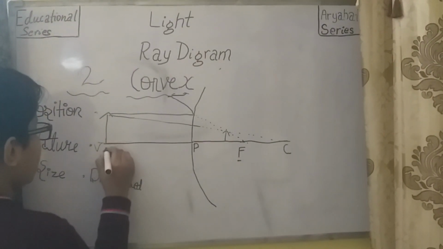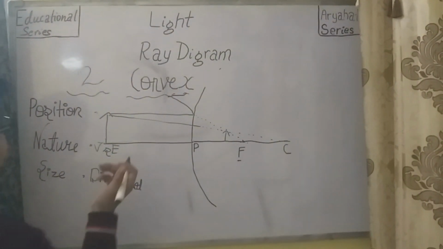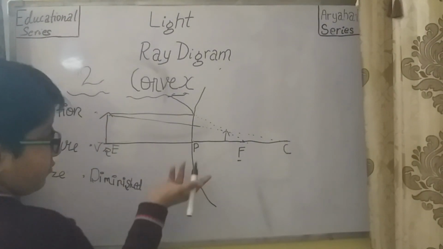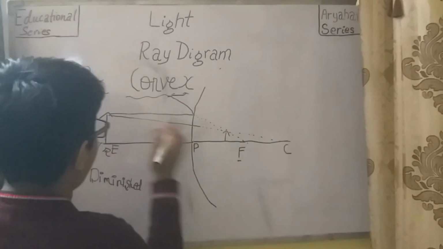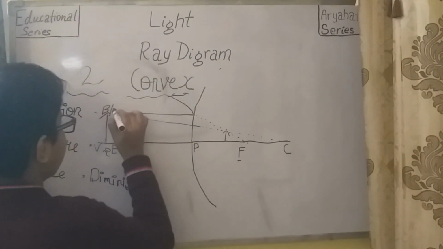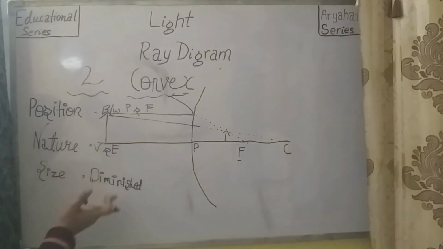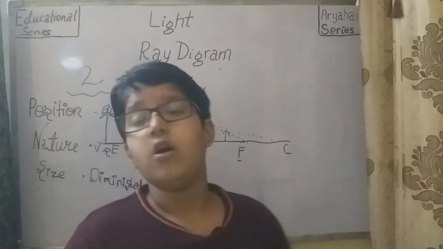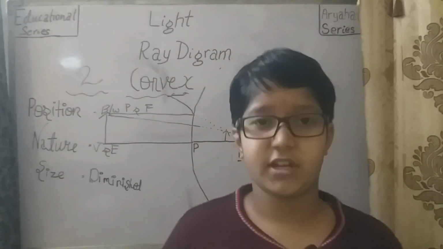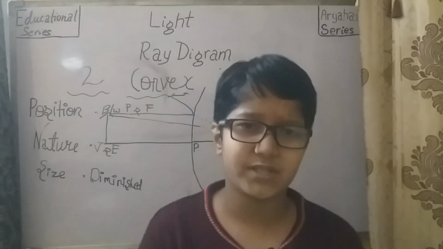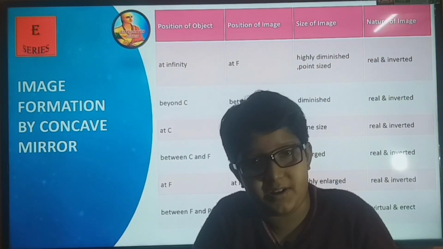Nature, virtual and erect. Now it's a very easy question if you have seen all my videos of this chapter. And position, behind the mirror, between P and F. So here this was the ray diagram 2 of convex mirrors. Now we'll see this in the PPT and then we'll learn about sign convention of mirrors and rays, which is basically similar. Now let's see the table which shows what we have learned.